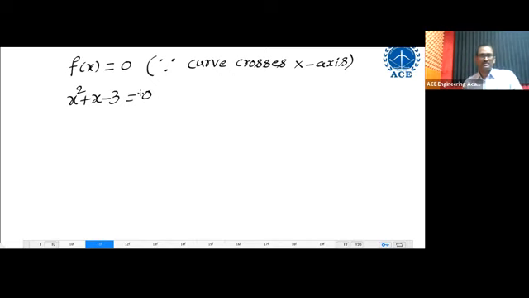What are the roots? Tell me the x values. Tell me the values of x.